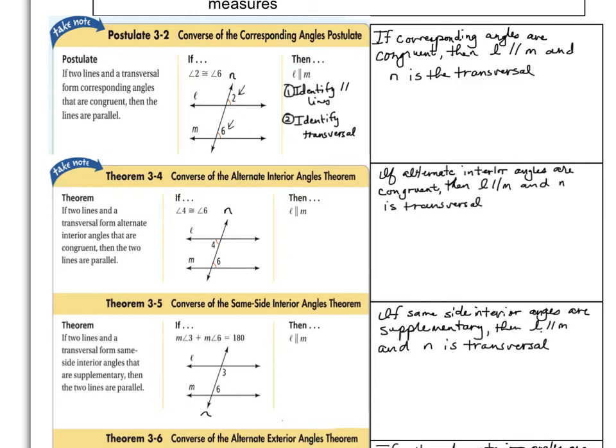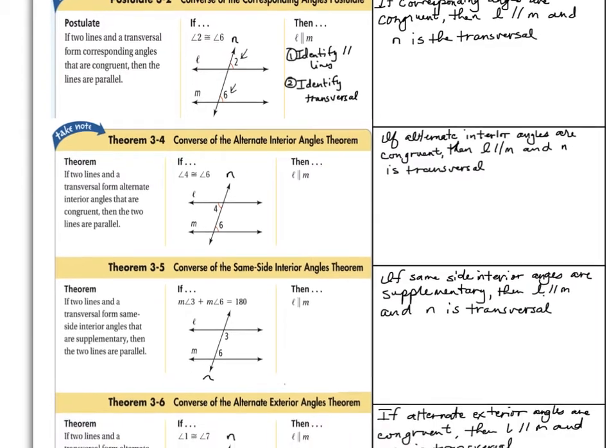Okay. Same thing with the converse of the alternate interior angles theorem. It says if two lines and a transversal form alternate interior angles that are congruent, then the two lines are parallel. Again, you need to be able to identify what is the transversal. In this picture, the transversal is N, and you have alternate interior angles that are congruent. That's what the markings are there for. So, if alternate interior angles are congruent, then L is parallel to M. And then I always put in here, and N is the transversal, so that way I know what the transversal is.